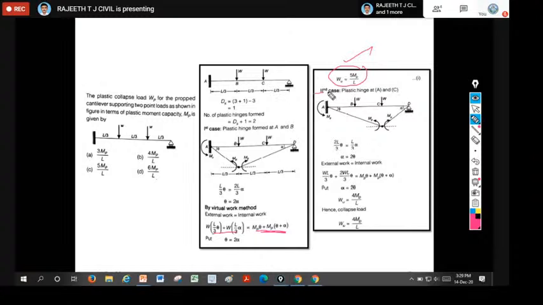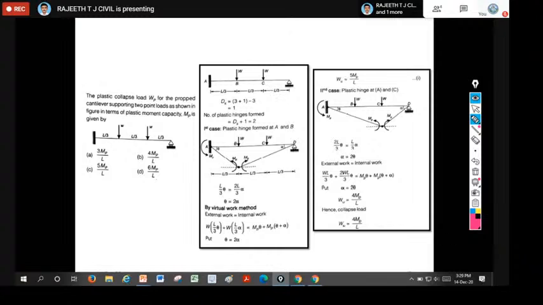In the similar way, you go for the second case, where you get another hinge below the second point load. You calculate the internal work done and external work done, and you get 4 Mp by L. So the least value, your collapse load, is 4 Mp by L.